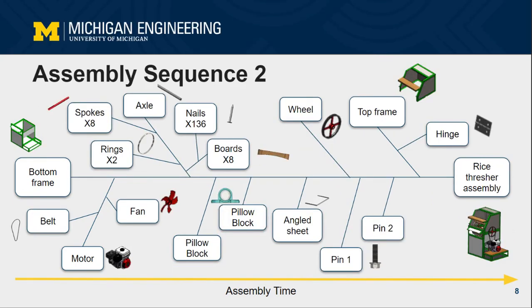The second assembly sequence is very similar, however, we do have the carousel unit being assembled before the angled sheet, as well as putting in the pillow blocks after the carousel unit itself.